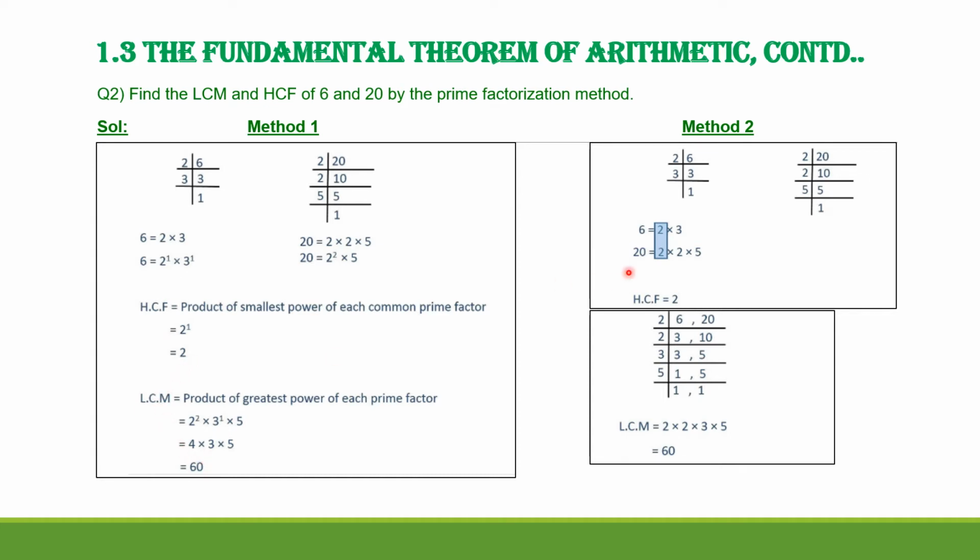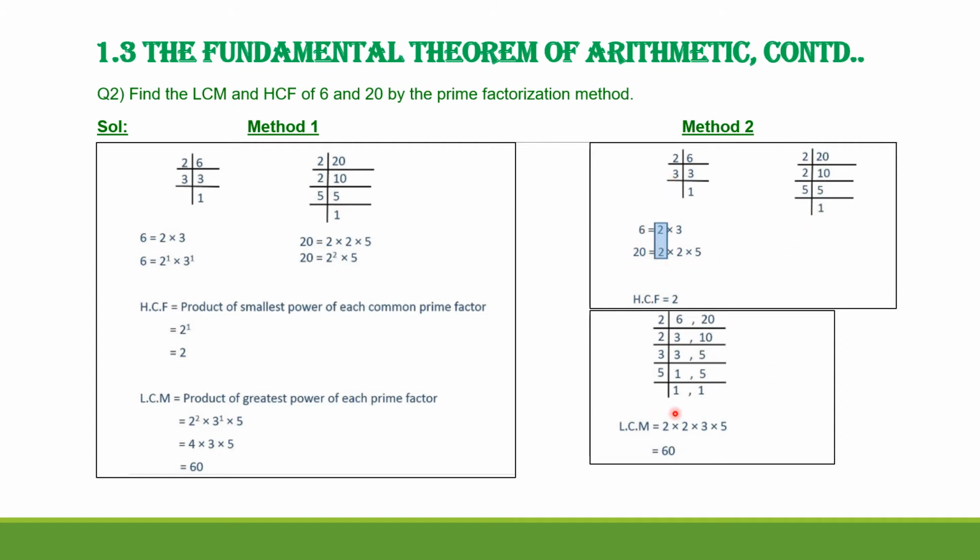Now let's understand the other method. Similarly, as per the previous example, this is how you can denote 6 and this is how you can denote 20 in terms of factorization. Let's write it down. 6 equals 2 into 3, 20 equals 2 into 2 into 5. Which is common in both the cases? 2. So HCF will become 2. So this is another way of finding the HCF.